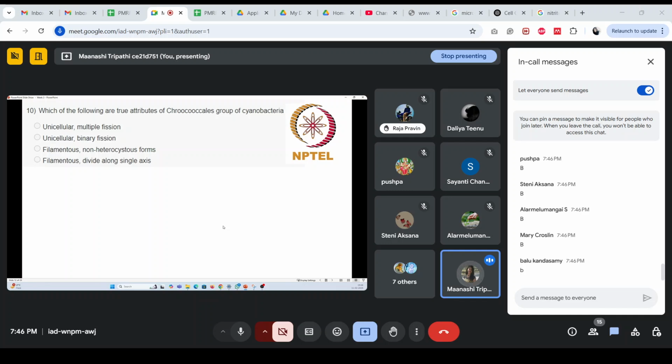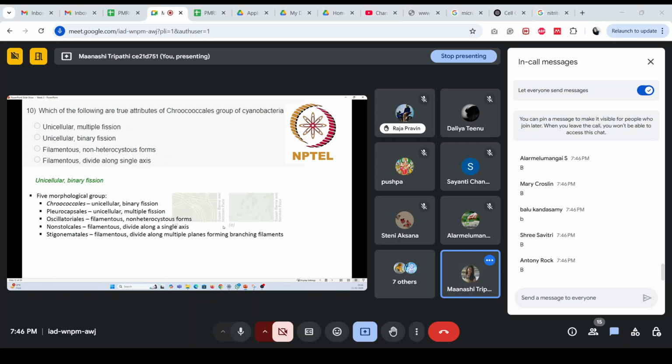So they have prokaryotic properties. Yes, many of you have answered. So that is unicellular, binary fission. This is the kind of groups that I have written here for you to understand. These are the 5 morphological groups of cyanobacteria. Please note them down. Chroococcus is unicellular with binary fission.